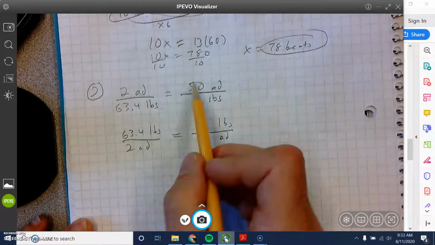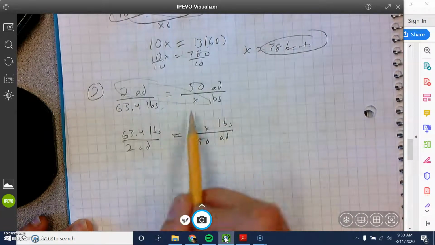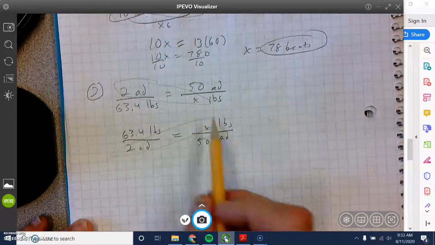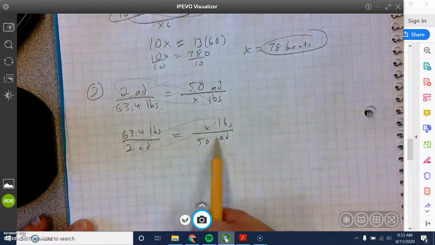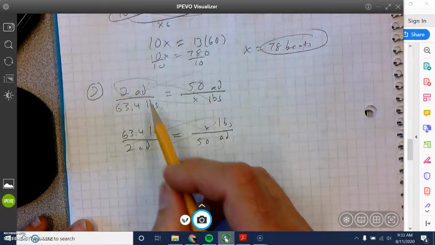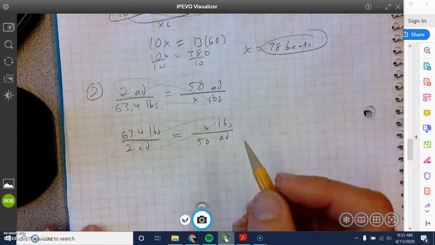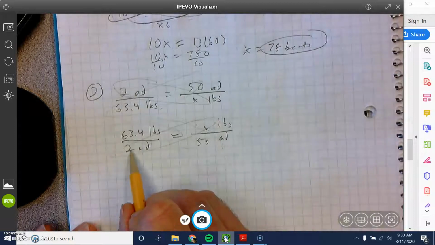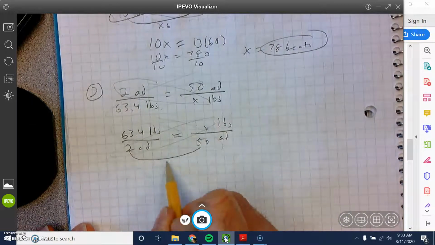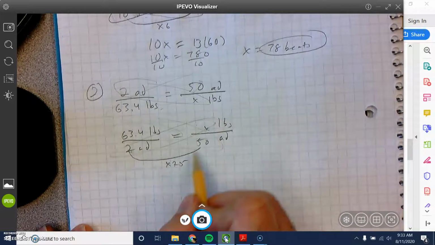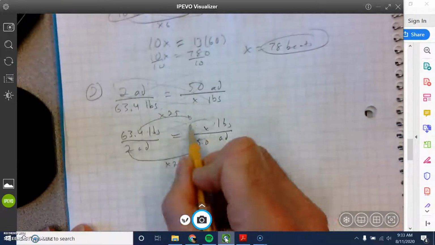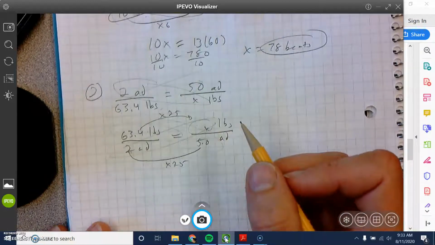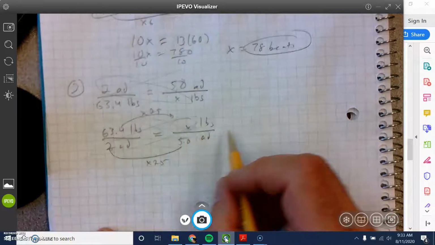Yeah, it's going to get the same thing because when you cross multiply, 2 times X right there, and then 50 times 63.4. So it's the same thing. It doesn't matter what's on the numerator and denominator, you'll get the same answer. So I don't see this. Oh, this is times 25. 2 times 25 is 50, so 63.4 times 25 will also get me my answer. So you can do it that way, but let's cross multiply.